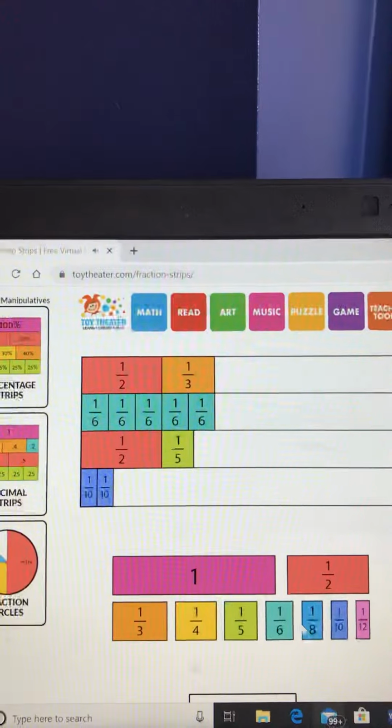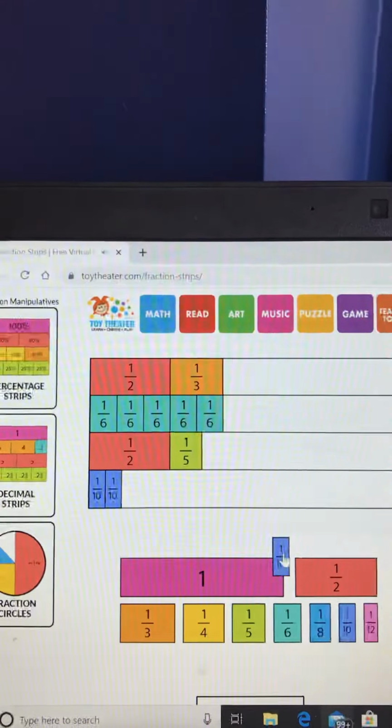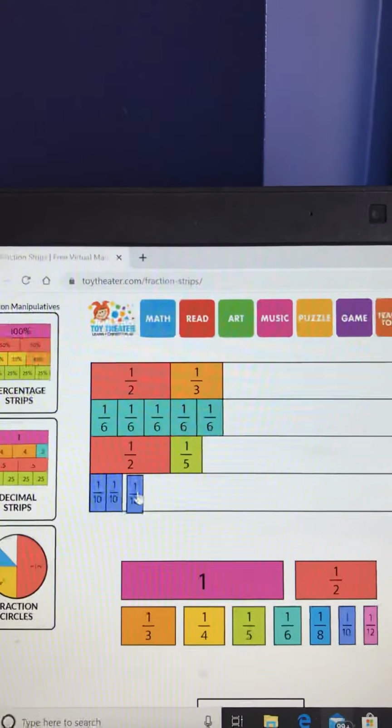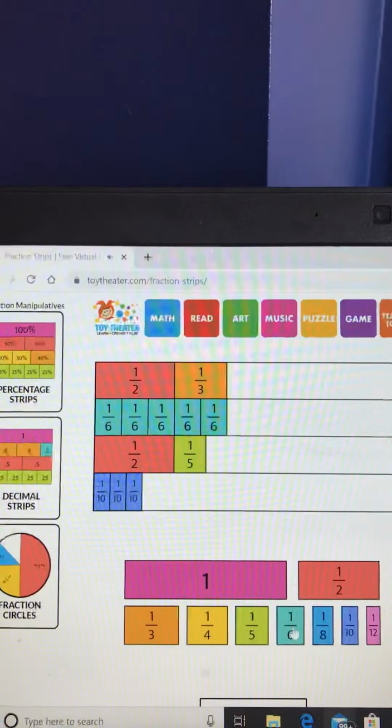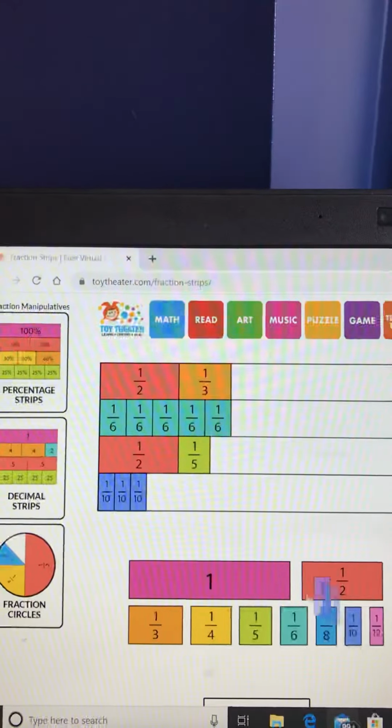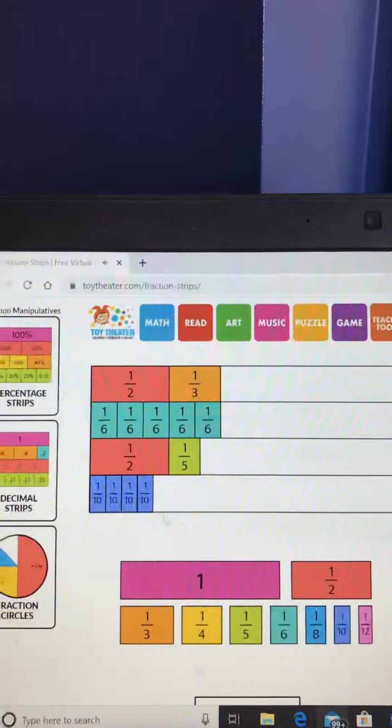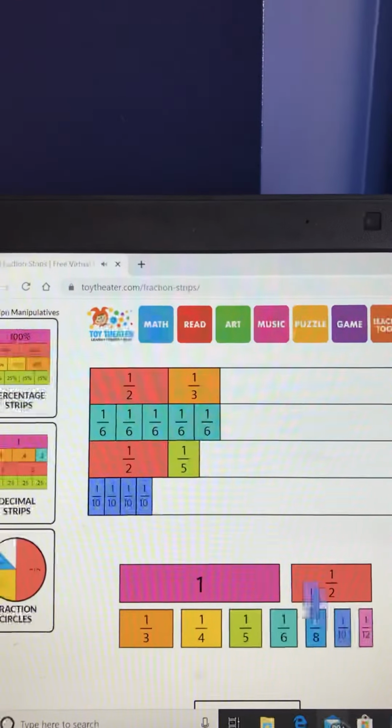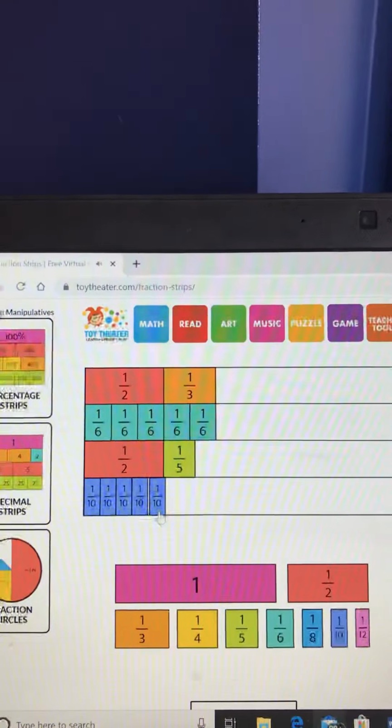But again, I would drag these up here and you would be able to see that a half is 5/10 and a fifth is 2/10. Therefore, this sum is 7/10.